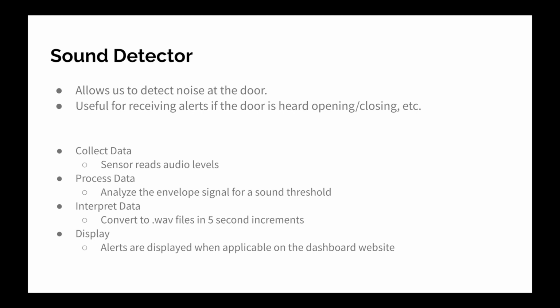Next, let's talk about the sound detector, which is useful for detecting noise at the door, such as a door opening and closing. It collects data by reading the audio levels, processes it by analyzing the envelope for a custom sound threshold. If that threshold is met, it interprets the data by collecting it and converting it to a WAV file, which is a sound file that can be read by any device, in 5-second increments, and it displays it on the web server via a little notification that pops up.